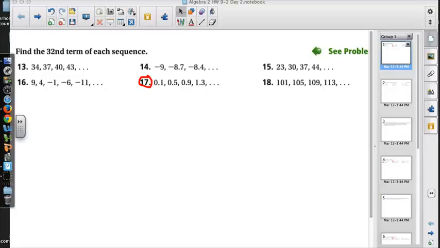These are the frequently asked questions for Algebra 2 for Section 9.2, Day 2. I'm going to start with number 17 here. It says find the 32nd term of each sequence.